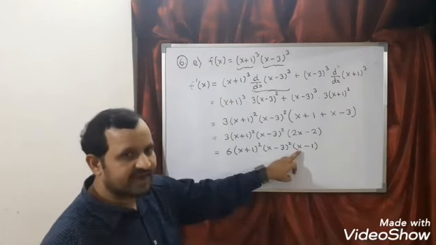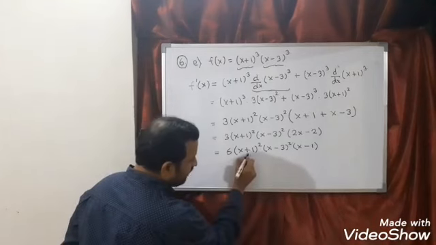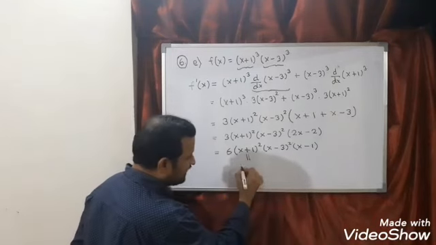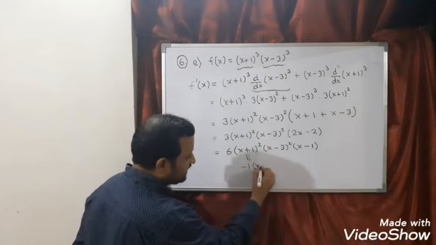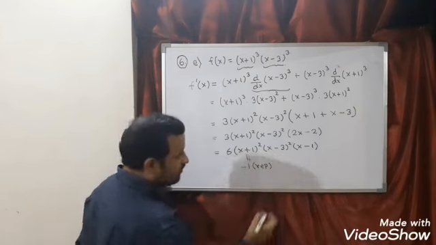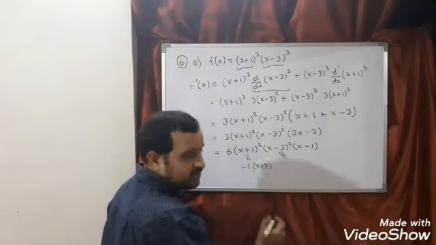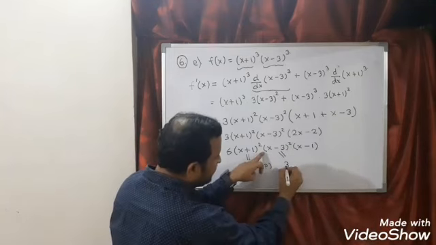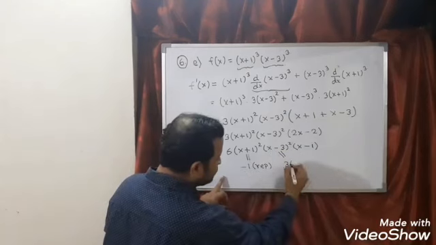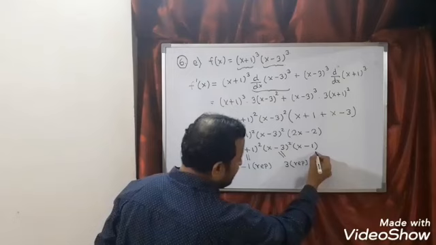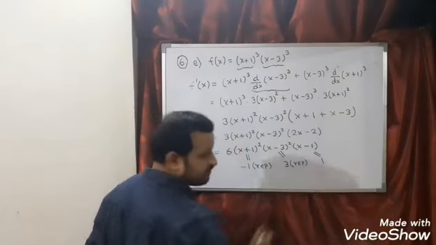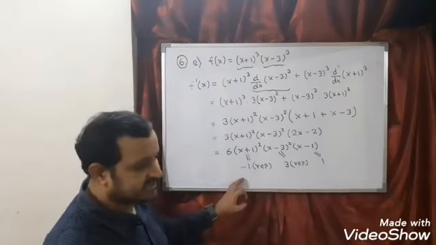Next step, find the critical point. So for what value will this become 0? Minus 1. But you can see here 2 is there, so minus 1 is repeated. What about critical point here? So you can see here critical point is 3, and power is 2. So I can say this is also repeated. And here, what is the critical point? Critical point is 1.